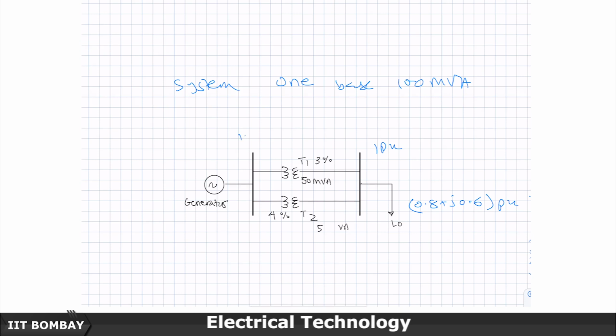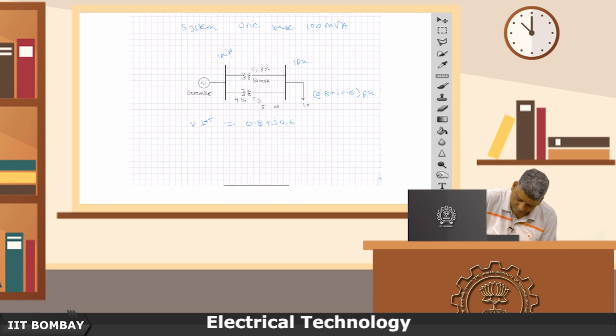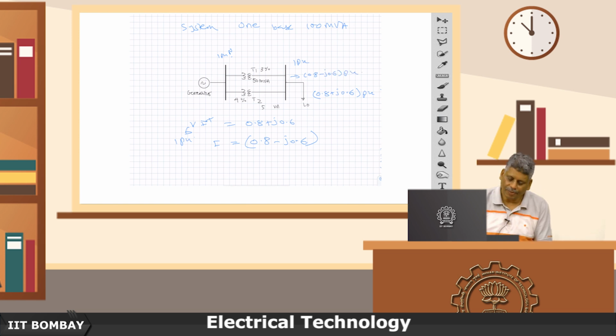Obviously, this will not be 1 per unit now, because there is a drop when the load current flows. So, this will change. We know this is 1 per unit, and we know this is my load. So, the current is basically given by VI star equal to 0.8 plus j0.6 in per unit. This is taken as the reference, secondary, so this is 1 per unit. So, I is going to be 0.8 minus j0.6 per unit, and nothing to worry about.